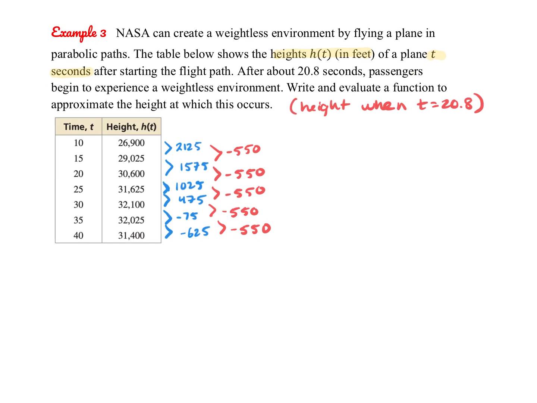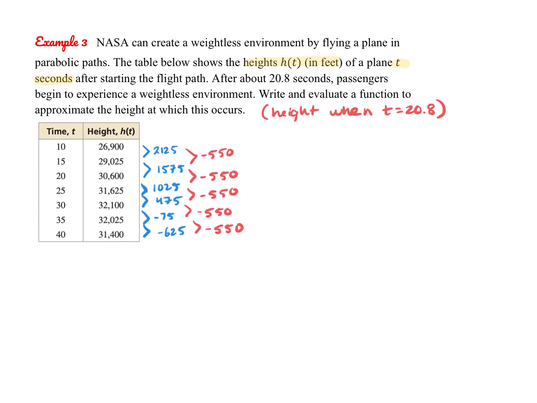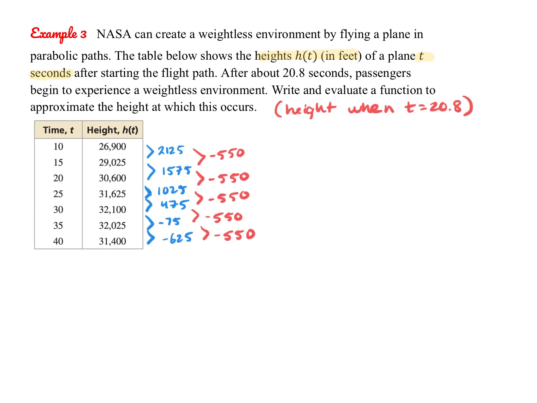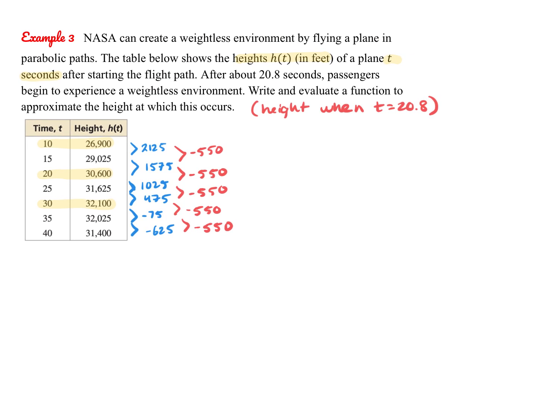So now we have to decide what strategy we should use. And for this, we don't have our vertex, we don't have our x-intercepts, but we do have a lot of points to pick from. So we're actually just going to pick 3 points and create a system of equations. So I'll pick this first point, I'll pick this point, and I'll pick this point. It is kind of arbitrary which points you choose, so you don't have to pick the same ones as me. But those are the 3 that I'm going to use.